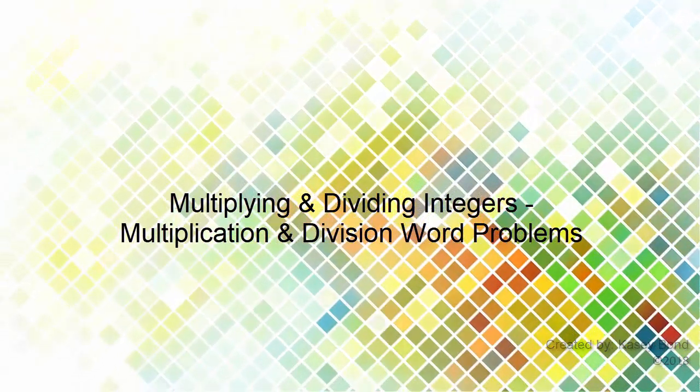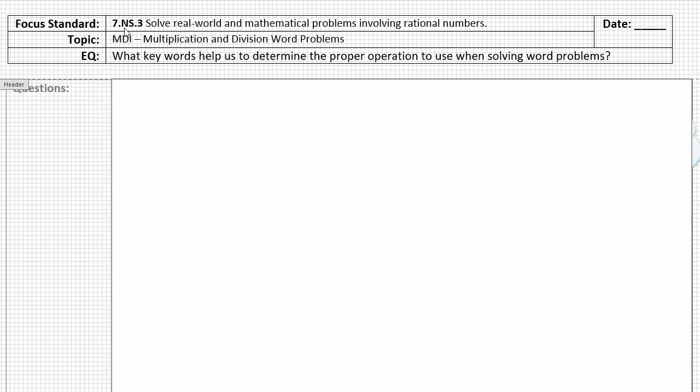Our focus standard for this lesson comes from grade 7, Number Systems, Standard 3, Solve Real-World and Mathematical Problems Involving Rational Numbers. Our topic continues to be from our Multiplying and Dividing Integers unit, Multiplication and Division Word Problems. Our essential question for today is, what keywords help us to determine the proper operation to use when solving word problems?